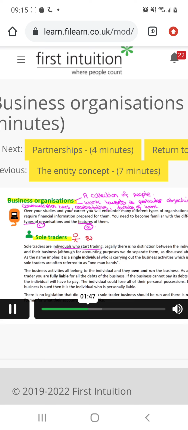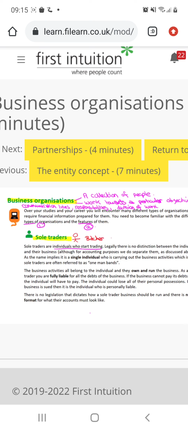A butcher, a baker, a candlestick maker, perhaps a hairdresser, a plumber, an electrician.